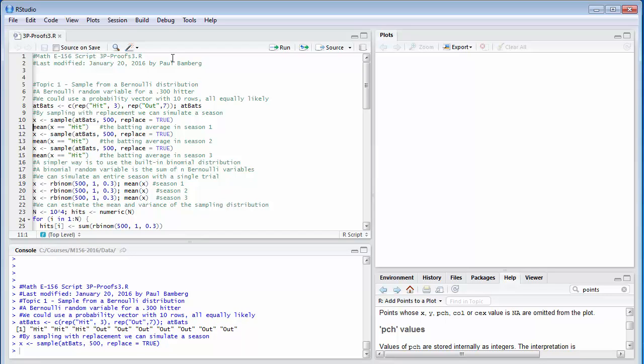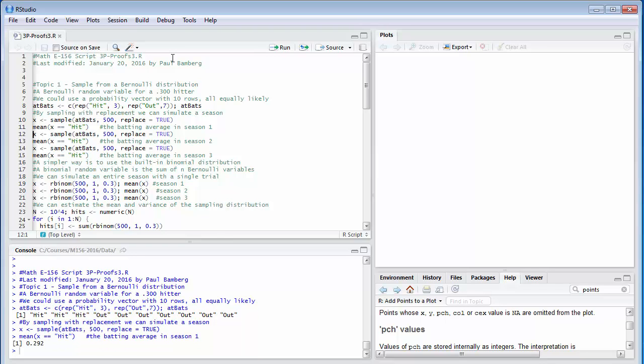Now if we ask for the mean value of x equals hit. Remember, that equals 1 if x is hit, 0 if it's out. You get the percentage of hits, the batting average, 0.292. Wait, you said. This was a .300 hitter, and here he's hitting .292. Well, that's what happens when you sample.